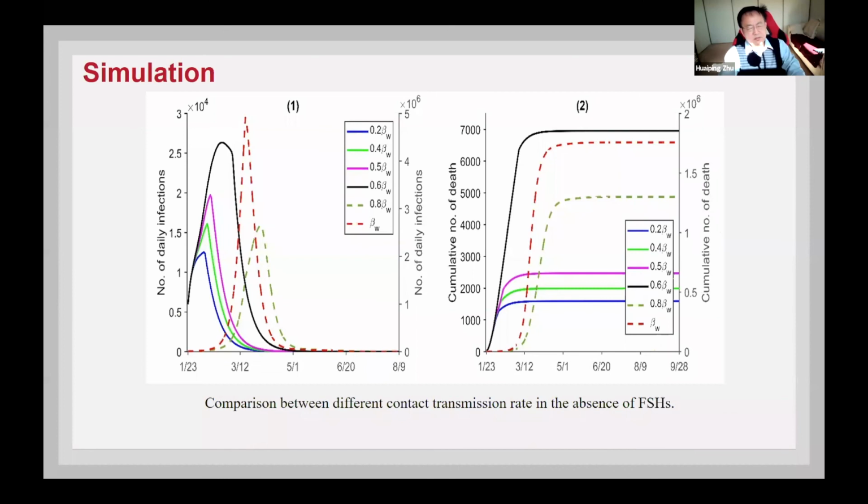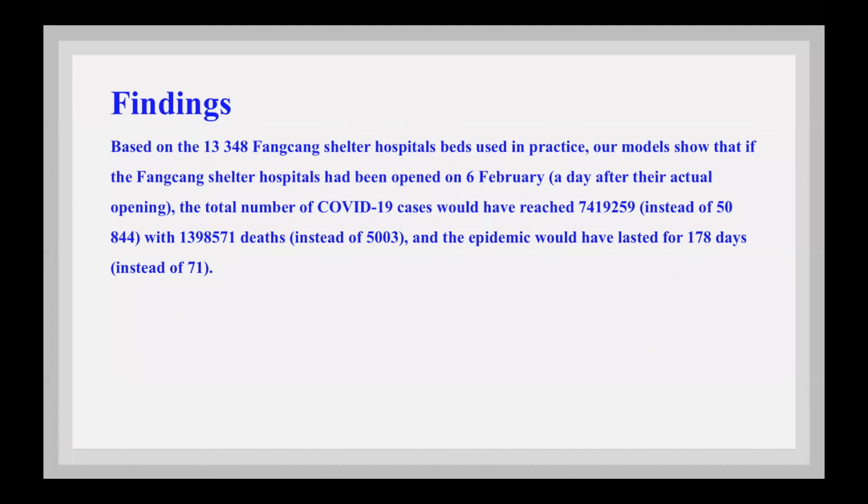So in fact, this is the important finding. February 5th is the last date to be successful if we want to put out the fire. If it is one day later, the situation will become out of control. More people will be infected. Also, it will induce more deaths. And the epidemic will last much longer. Instead of 70 days, it will be about 200 days.